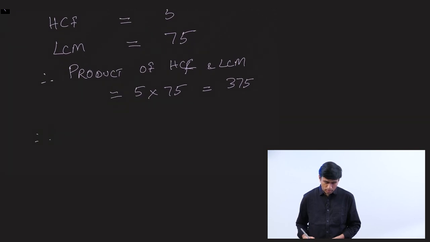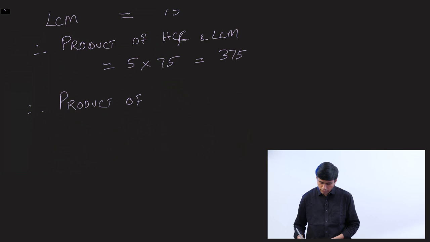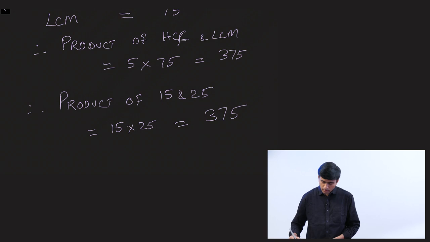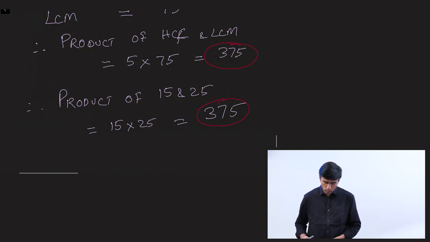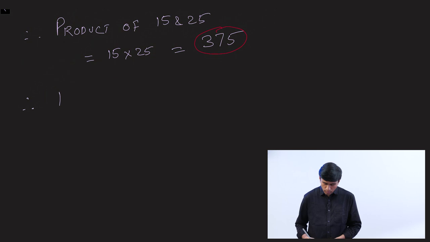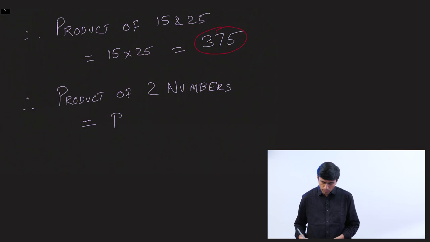Now let's just do the product of the given numbers 15 and 25. That is 15 into 25, which is still 375. So you see, the product of their HCF and LCM is the same as the product of the 2 numbers. So we can say that, therefore, the product of 2 numbers is equal to the product of their HCF and LCM.